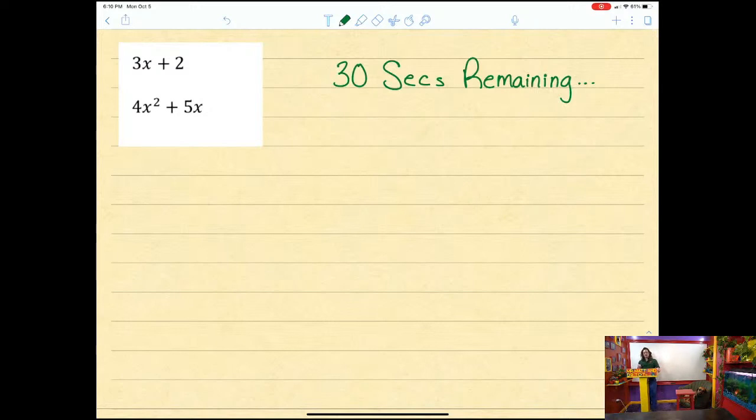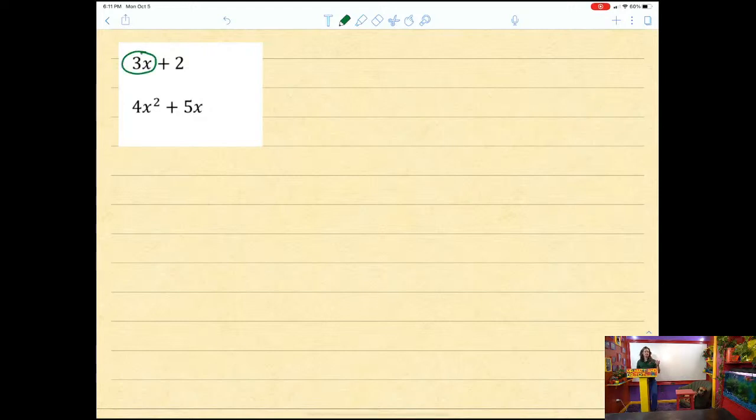Okay, so let me give you some hints here. For the first one, look at the relationship between the values. 3 is doing what to x? It's multiplying. If you have a number and a letter next to each other, that's implicitly multiplication. So you're going to have 3 times the variable x. The whole thing is then going to be plus 2. So first deal with the expression 3x, then deal with the operator of addition, and then the final value of 2.